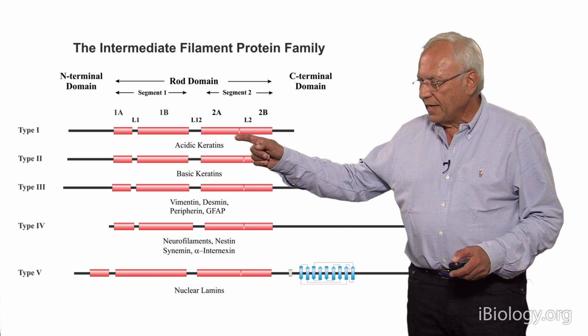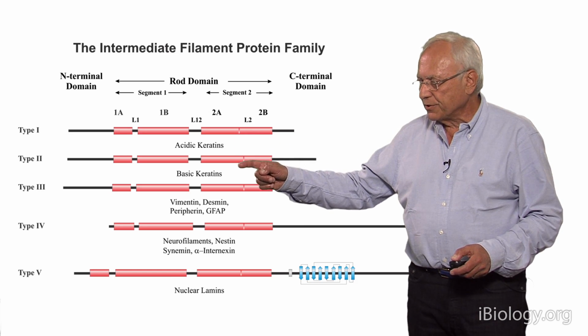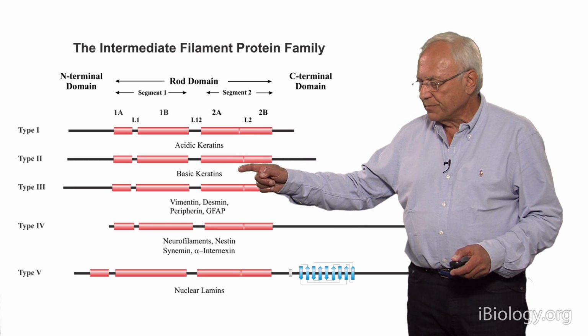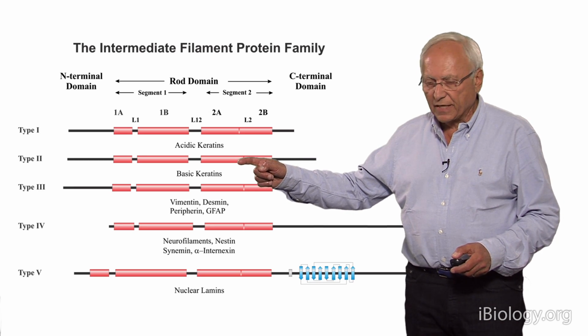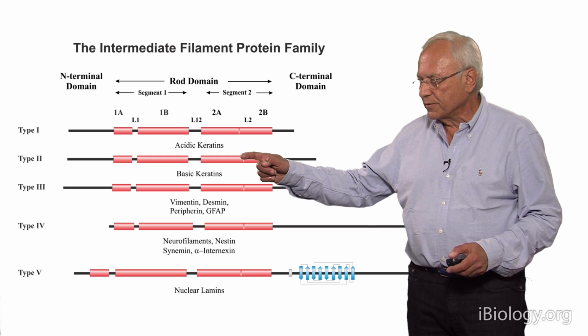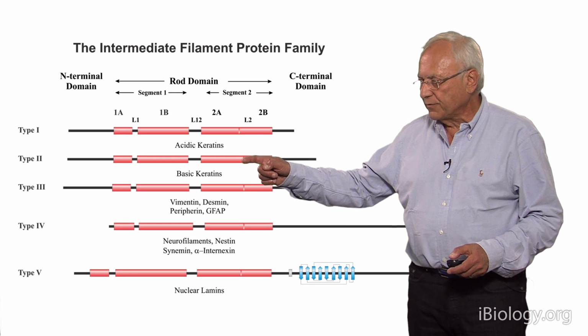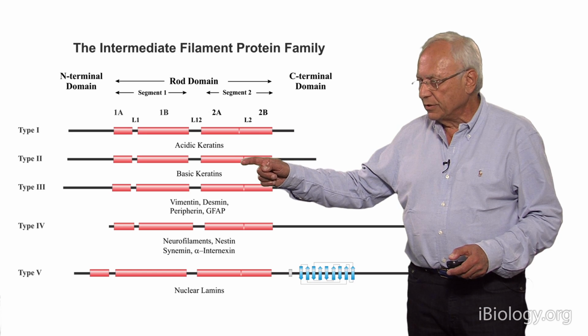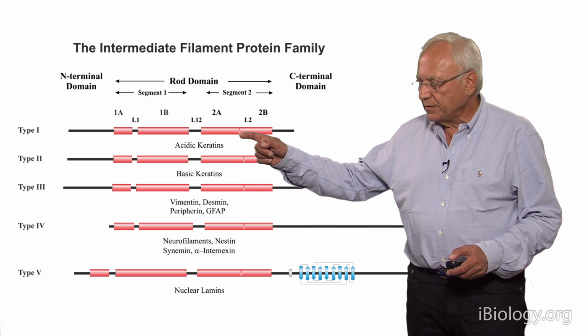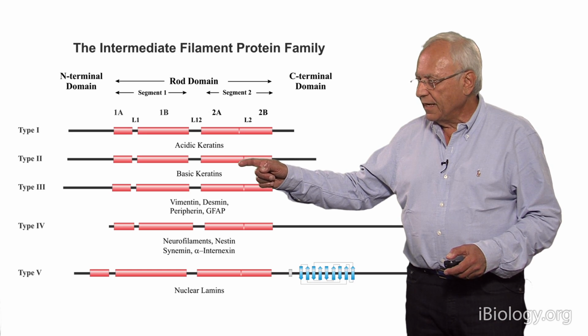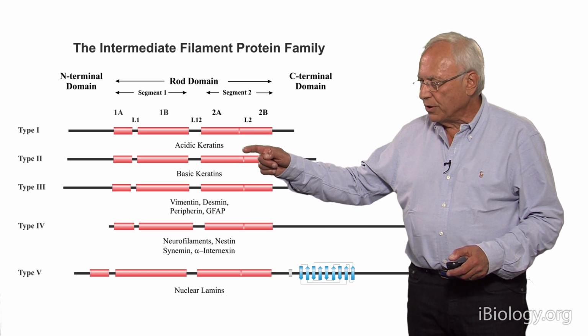The keratins, which are the first 2 types, both the acidic keratins and basic keratins, are complex because they form heterodimers as the basic building block. And these heterodimers then interact to form, ultimately, 10 nanometer filaments. There are presently known to be over 50 keratin genes in the human genome.